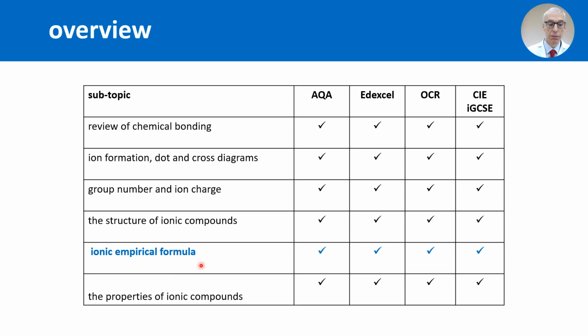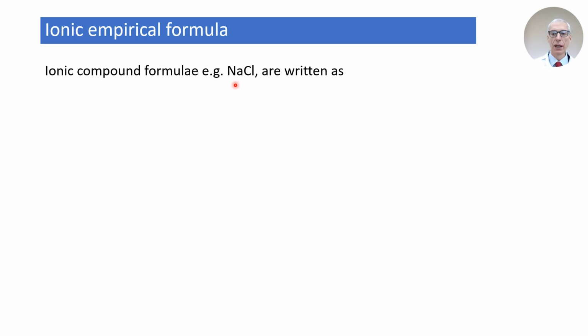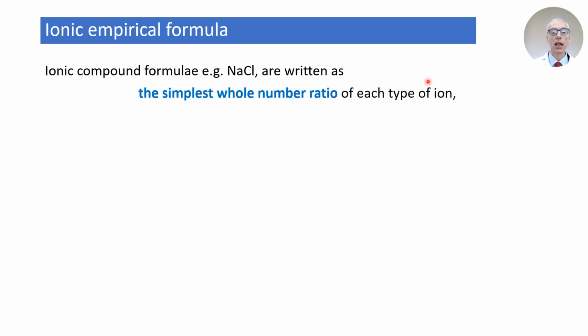Ionic empirical formula. Ionic compound formulae, such as sodium chloride, are simply written as 1 sodium and 1 chlorine. But if we've got a giant lattice, how is that? Well, the formula represents the simplest whole number ratio of each type of ion. And we call that the empirical formula.